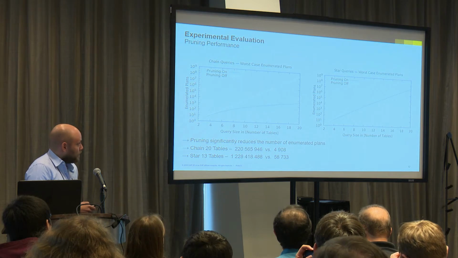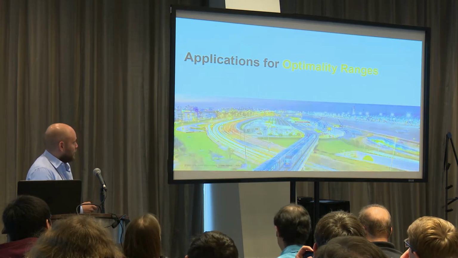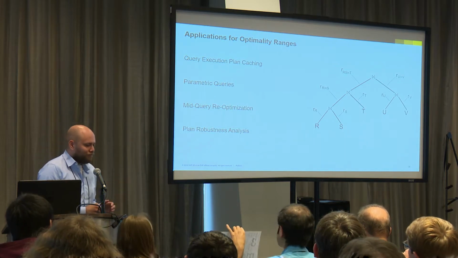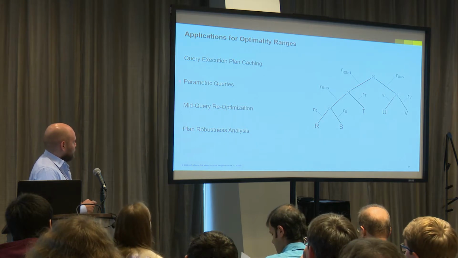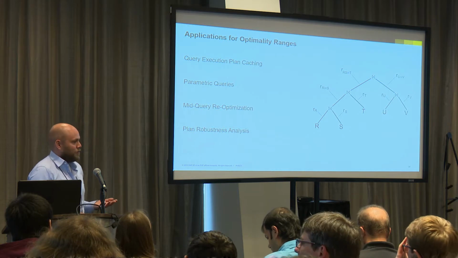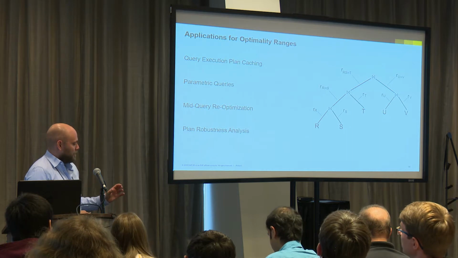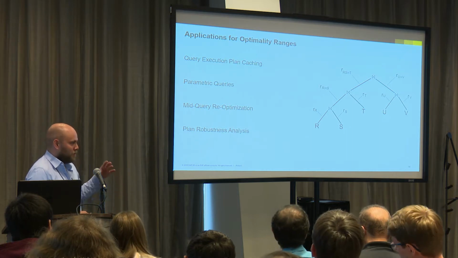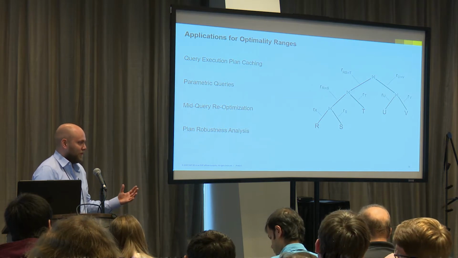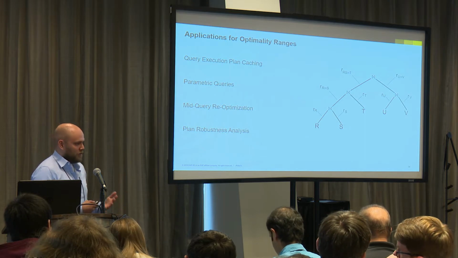Okay, if I have a bit more time, I can also talk a bit about applications for optimality ranges. In the introduction, we've seen the plan caching scenario. Another application would be parametric queries. There's one pretty good approach for parametric queries called progressive parametric query optimization, which for each parameter that arrives, searches the optimal plan and then caches the plan. When new parameters arrive, it checks if there was already a plan that was close in the selectivity. And the question is, what is close here?